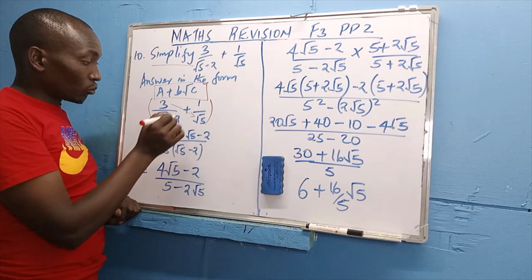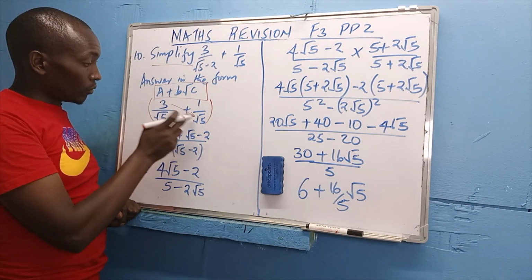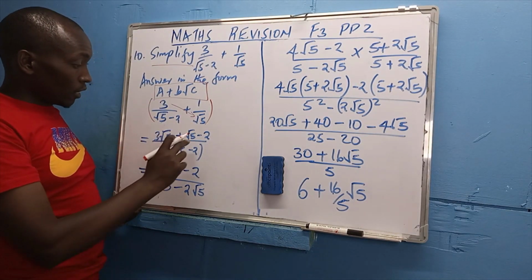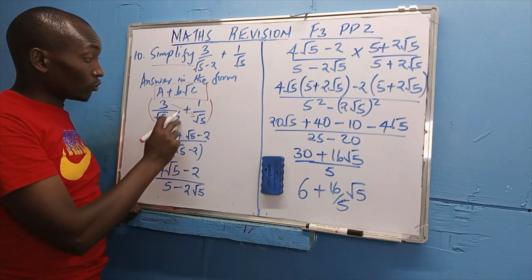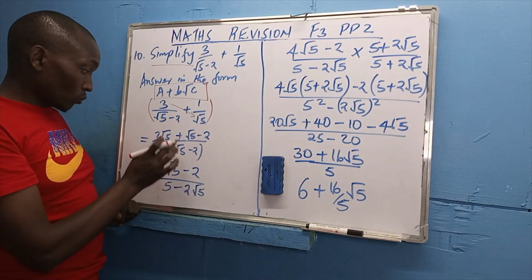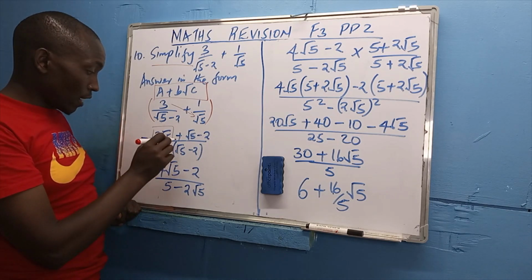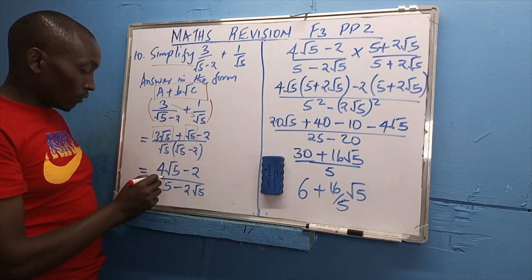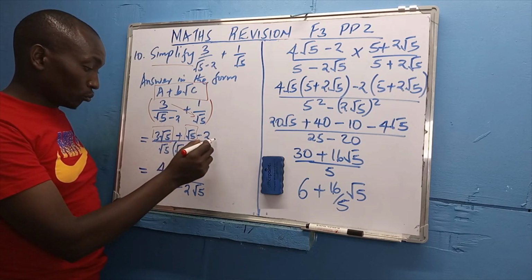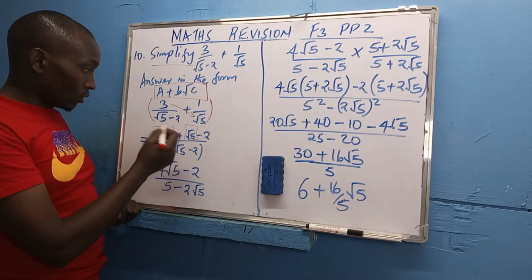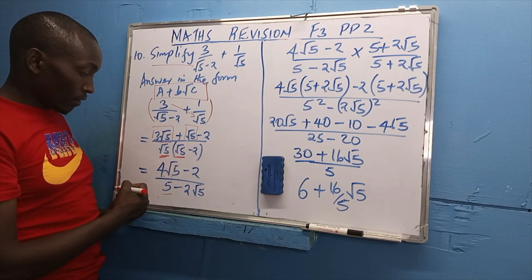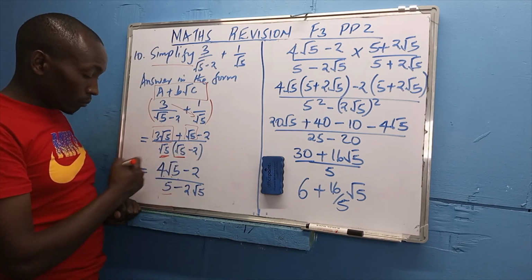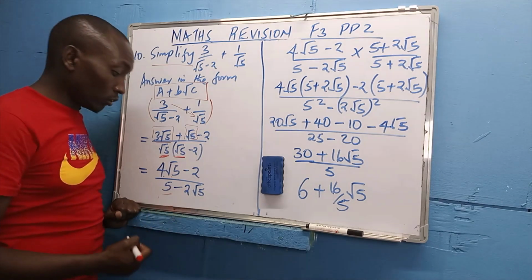Otherwise what I'm doing is to cross multiply. 3 times root 5, I get 3 root 5. Then the whole of this, root 5 minus 2 times 1, it's there. So when I do that, I'll have 3 root 5, add root 5, I'll get 4 root 5 minus 2. Then the denominator, I can open the bracket. Root 5 times root 5, I get 5. Then negative 2 times root 5, I get negative 2 root 5.